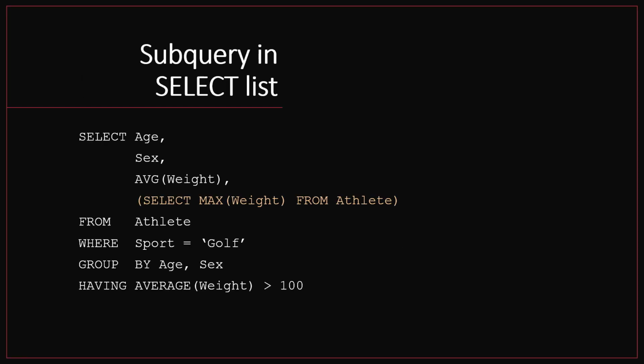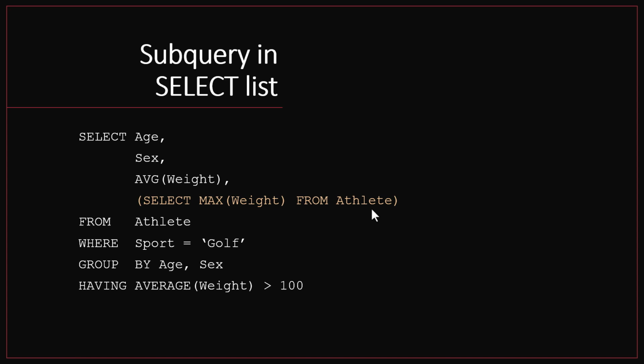So let's look at a subquery in a select list. Here you can see we're selecting from an athlete their age, their sex, their average weight, and then we're also selecting the average weight of people from all athletes.